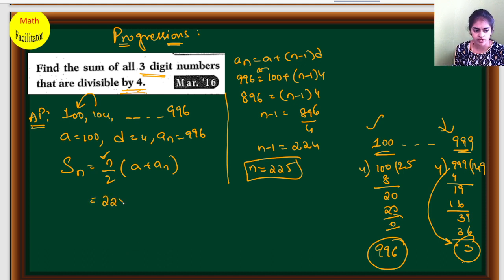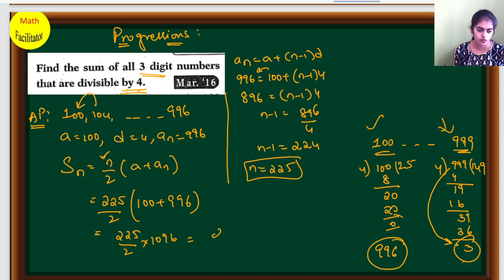So you got the n value, so 225 divided by 2, and a is 100 plus an is 996. So what is the final value you are getting? 996 plus 100 is nothing but 1096. So 225 divided by 2 into, 5s are 10, 4s are 8. Dividing it by 2, this is what I'm getting, and now multiply these two, so you'll get the sum of the numbers. So 225 and 548 product will give you 1,23,300. Okay, this is the sum of the numbers.